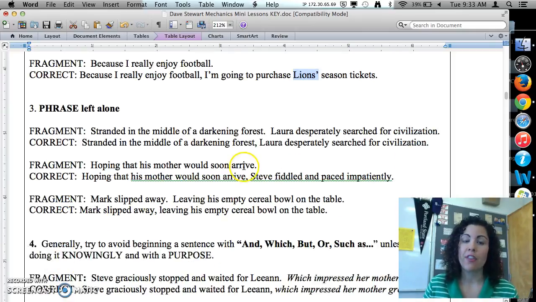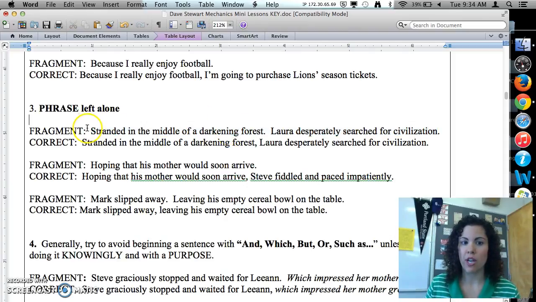All right, third rule is a phrase left alone. So those phrases, we've talked a little bit about the ing verbs, but let's see what else it can be. We can say, stranded in the middle of a darkening forest, period. Laura desperately searched for civilization. That's a beautiful description. We'd love to have that, especially in a narration. However, this stranded in the middle of a darkening forest cannot stand alone.